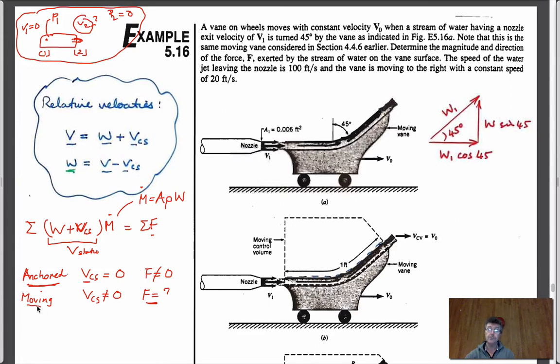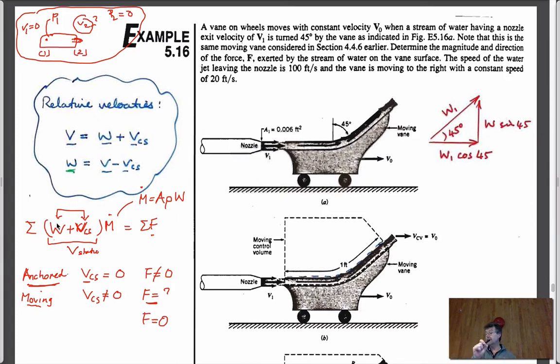If it's allowed to move, and the force by definition is 0, for instance, the only way that the right side can equal 0 and the left side can also equal 0, independent of what this mass flow rate is, we don't care, is if these two are equivalent to each other. And so that physically says that stuff is shooting out of the end of the cylinder as fast as the cylinder is moving away from that stuff.